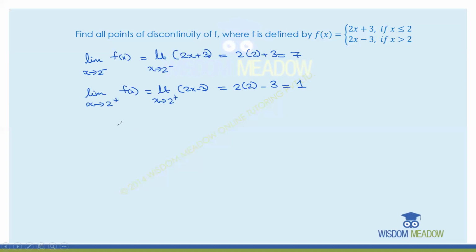So from here itself, since the left hand limit and the right hand limit are different, we can say that it's discontinuous at 2. So limit x tends to 2 minus f of x is not equal to limit x tends to 2 plus f of x. Therefore, discontinuous at x equal to 2. That's how we do this.